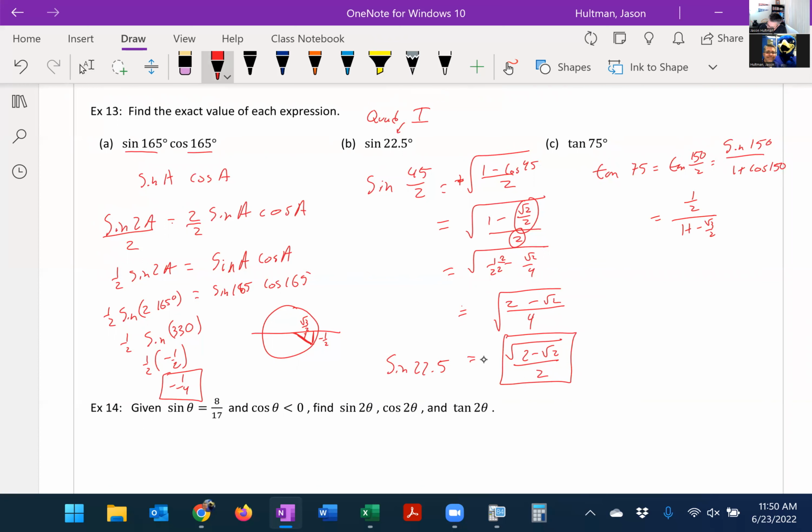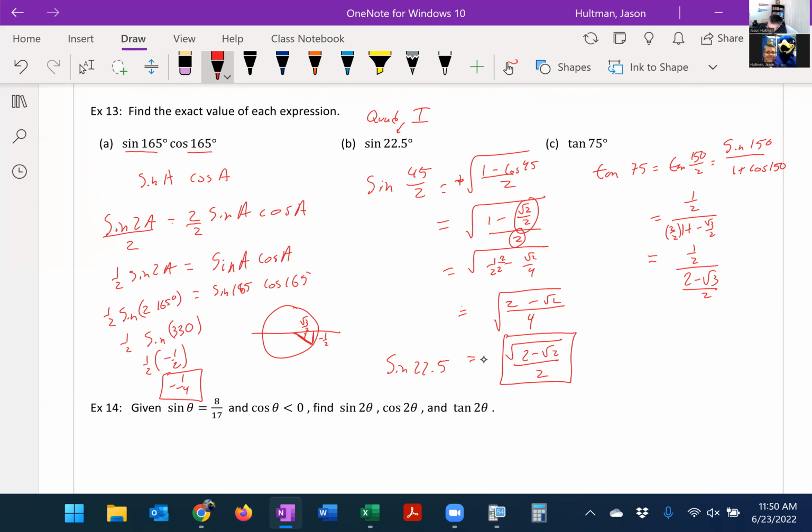Okay, now we just have to clean this up with our fractions. So this is going to become 1 over 2 all over, if I get a common denominator here, 2 minus radical 3 all over 2. And why is that? Because if I multiply both top and bottom by 2 here, I get a common denominator of 2, and that's 2 minus radical 3 over 2.